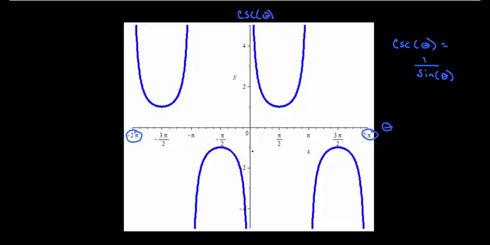For the domain, we're going to use every value for theta except for the following. Well, we're not using 0, we're not using pi, we're not using 2 pi, or negative pi, or negative 2 pi. So it looks like multiples of pi. So how we would write that is, for the domain, we want all values except for those.